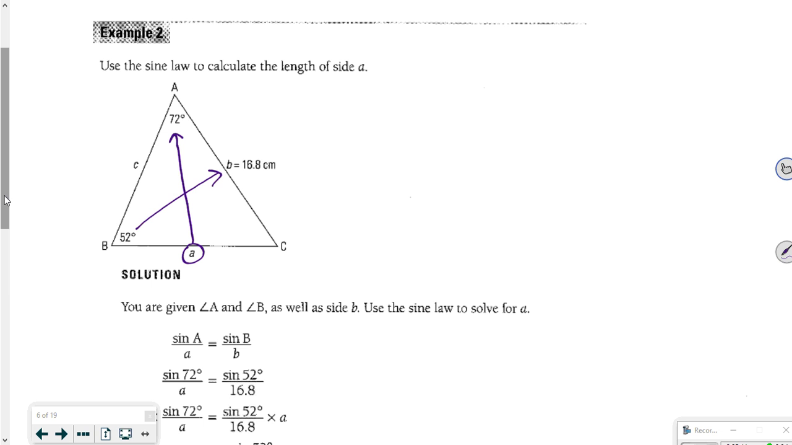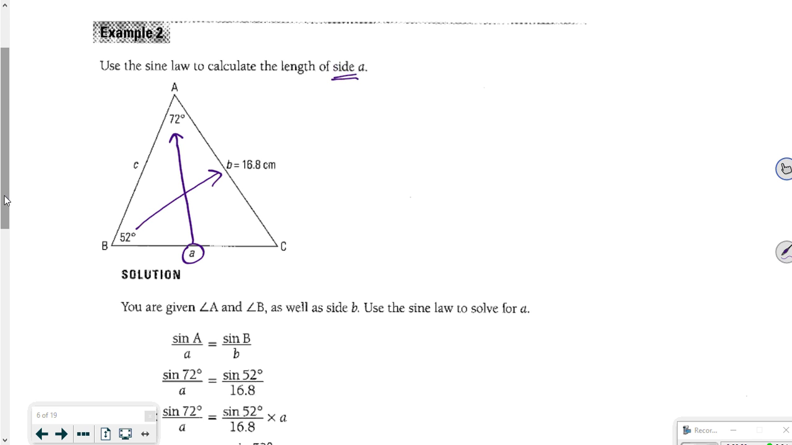So in order to solve for this, because we're solving for a side, and because we have a pair where we know both parts, the 52 and the 16.8, and a pair where we know one of the parts, we can use our sine law. We're going to rewrite it though. We're solving for a side. We want side A. So we're going to write our sine law with the side on top.